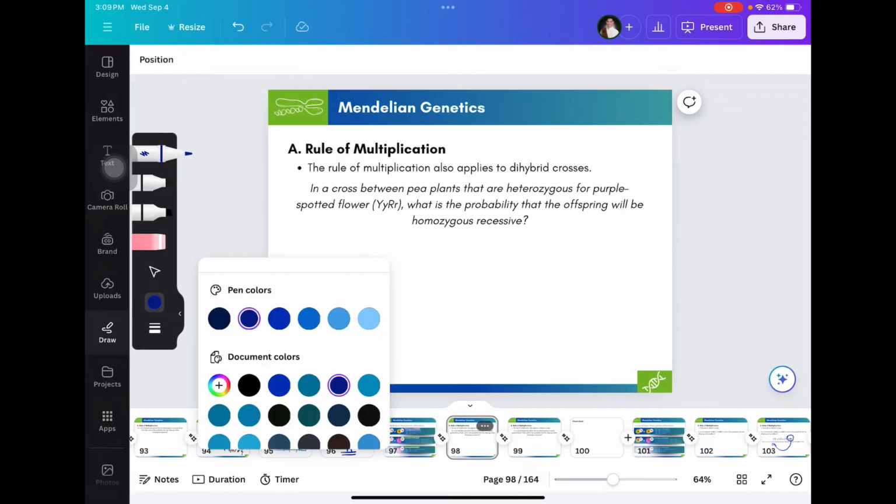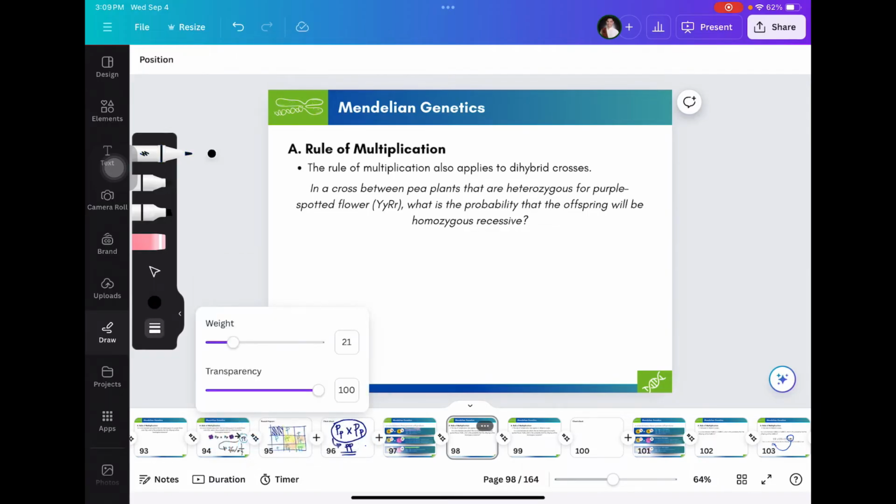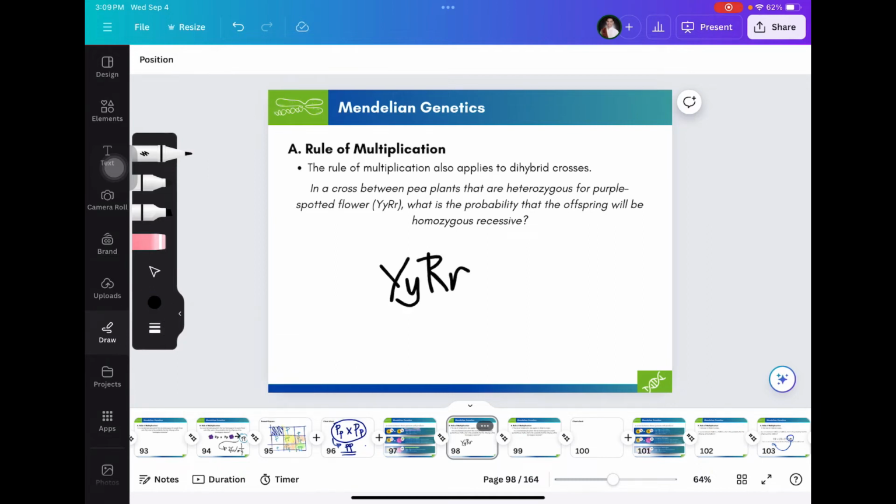So technically, if I'm going to write that down, that's YyRr. Again, as discussed earlier, let me just complete the equation. Let's say, as discussed earlier, maybe this specific trait is trait 1. This holds the trait for the color of the flower. And this trait technically is trait 2, which holds the trait for the spots or texture of the flower.